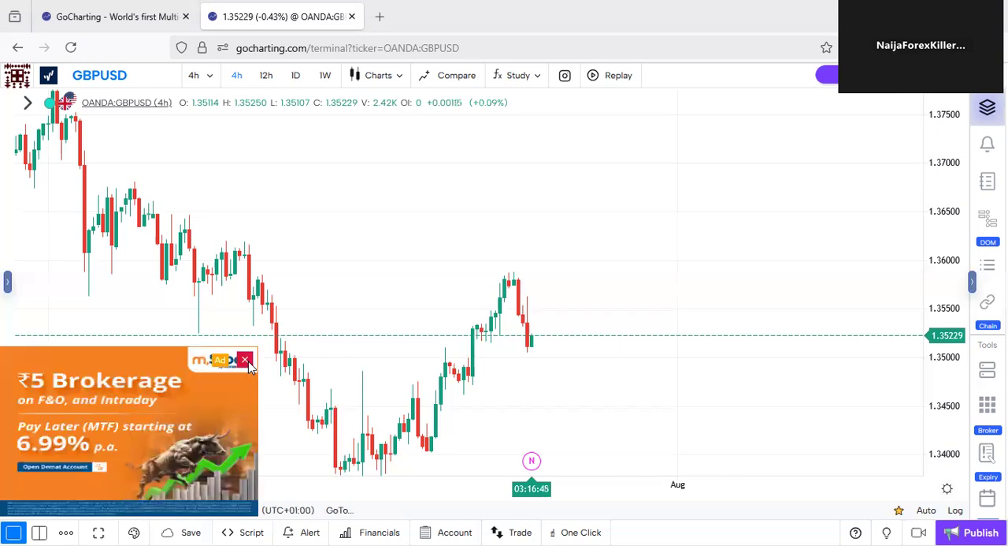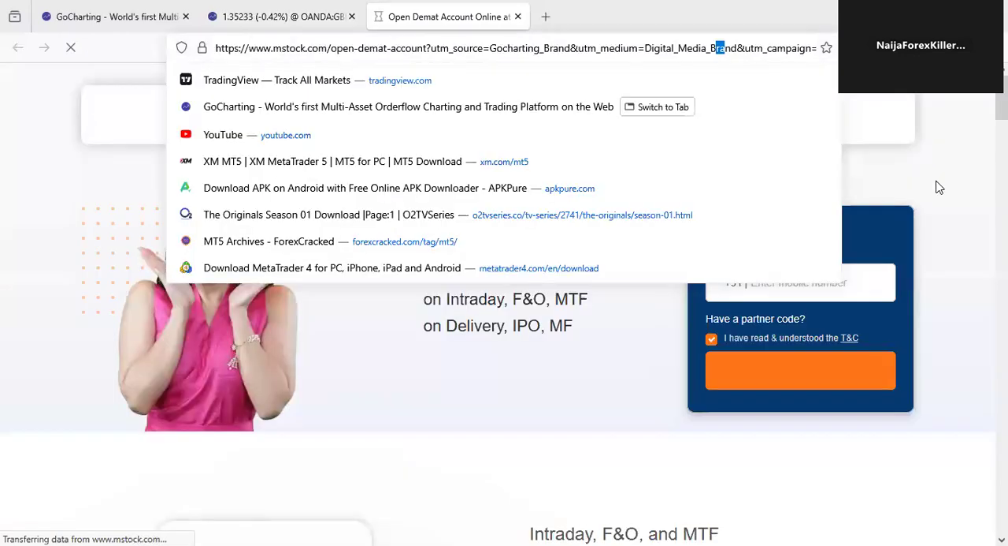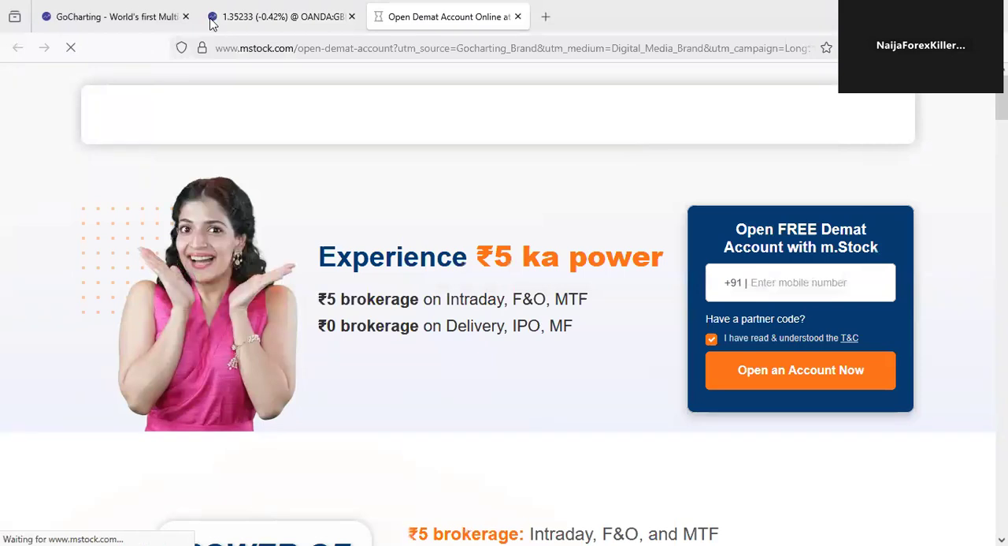Each one of them has a specified time or situation when to use it. You can still combine the three of them if you are good. Let me go back to the chart.